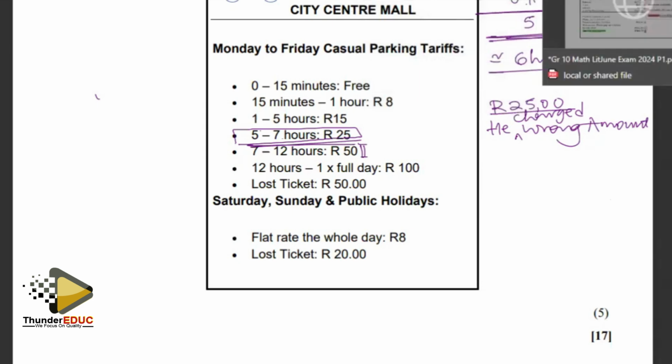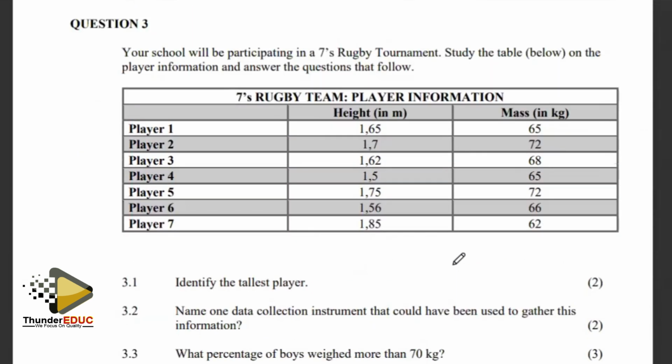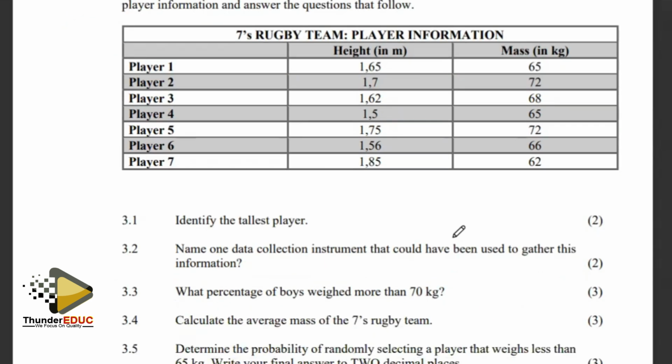Let's go to the next question. Question number 3. Your school will be participating in a 7s rugby tournament. Study the table below on the players' info and answer the questions that follow. Identify the tallest player. So players are 1, 2, 3. The tallest player is determined by the height. This is the largest value. So we shall say player 7.